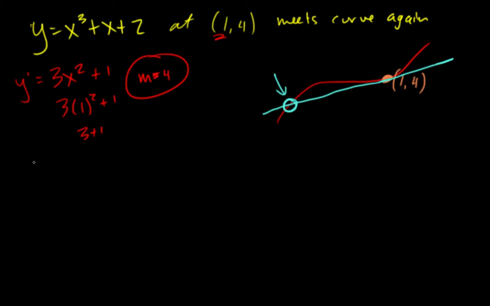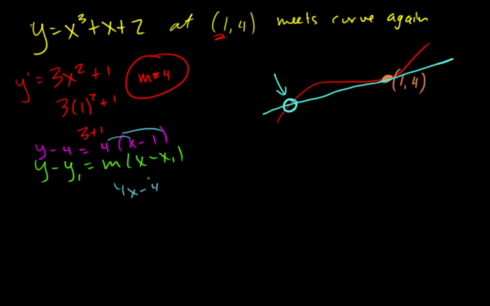Then we use point-slope to write our equation. So it's going to be y minus 4 equals 4 times (x minus 1). Distribute, we have 4x minus 4, then add the 4 over here, so y is equal to 4x. That's the equation of the tangent line.